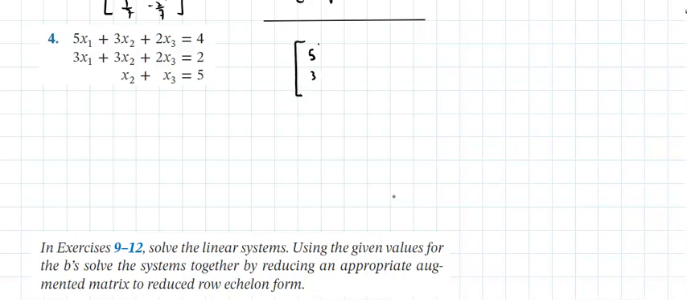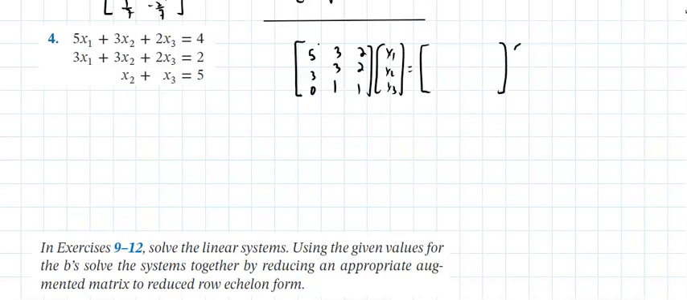That's 5, 3, 0, 3, 3, 1, 2, 2, 1, multiplied by x1, x2, x3. And that's going to yield, I'm going to leave space for a 3 by 3, which is the inverse once I find it, 4, 2, 5. And pretty much I'm going to find the inverse, multiply the left side by it, and that's going to work out just like we did in the previous problem. Let's see how that works. This is going to be a bit of work, however.